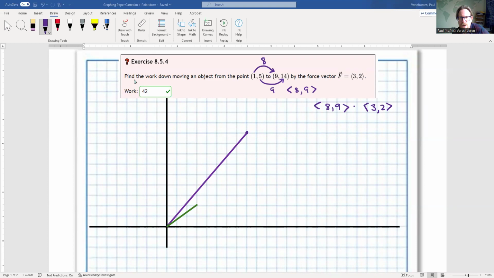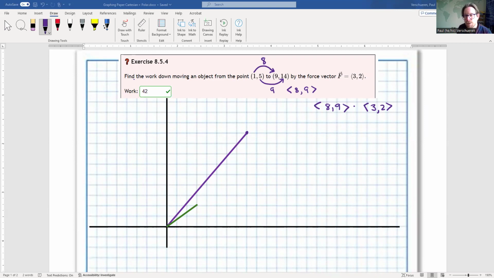The x unit is going from 1 to 9. I'm looking at this right here, by the way. The x unit is going from 1 to 9. That's a distance of 8. The y unit is going from 5 to 14. That's 9. It actually doesn't matter positionally where it is. What matters is it's going horizontal 8, vertical 9. So think of that as the vector (8, 9).